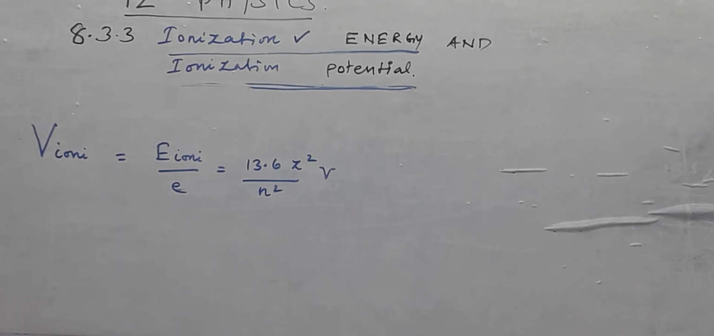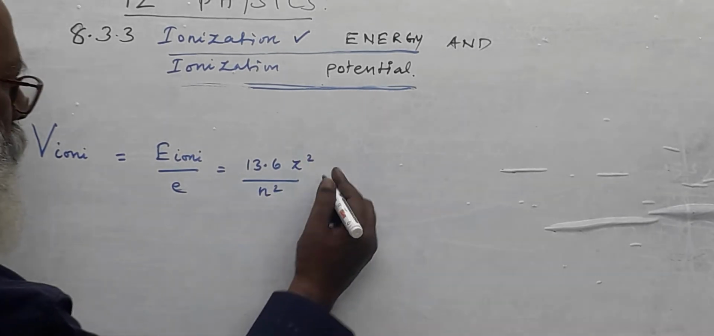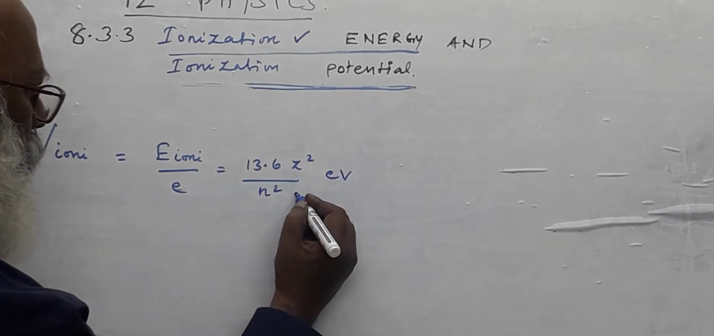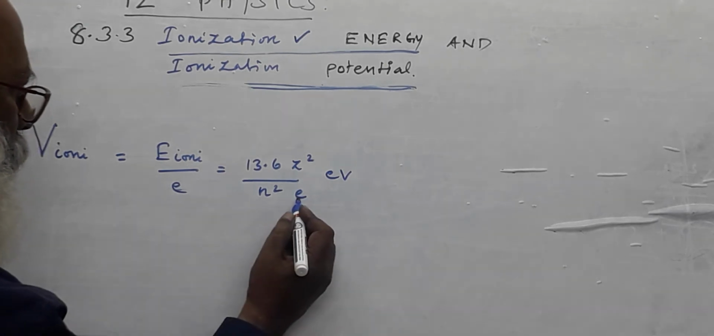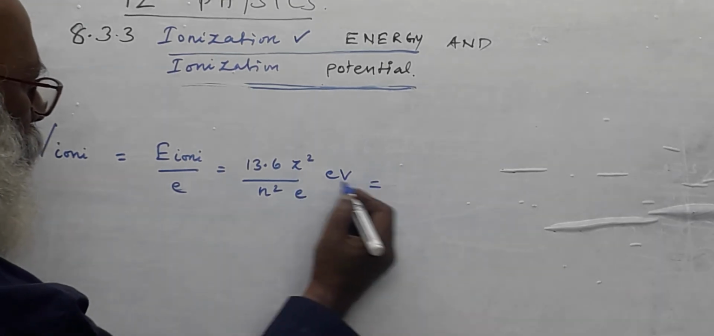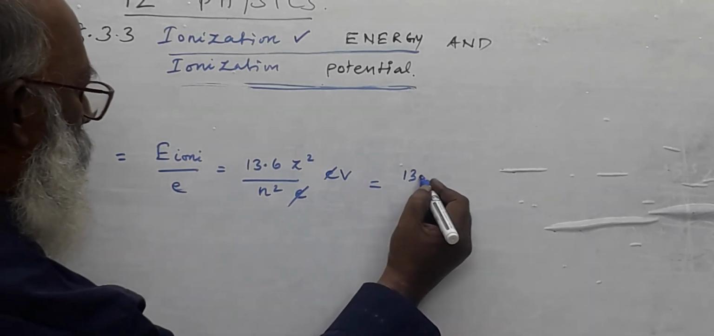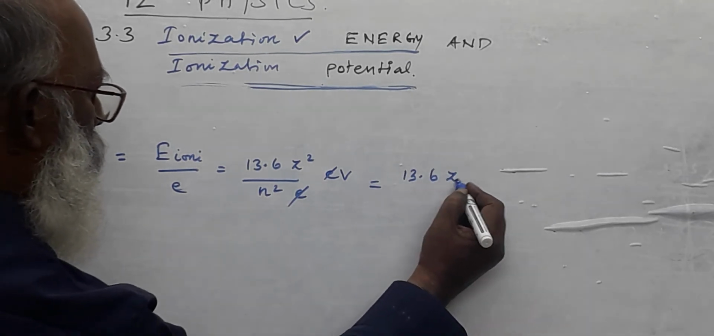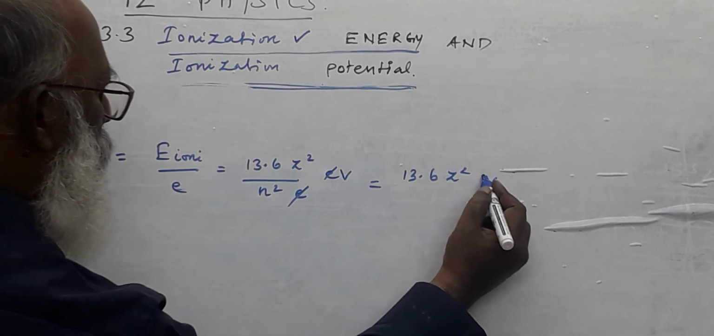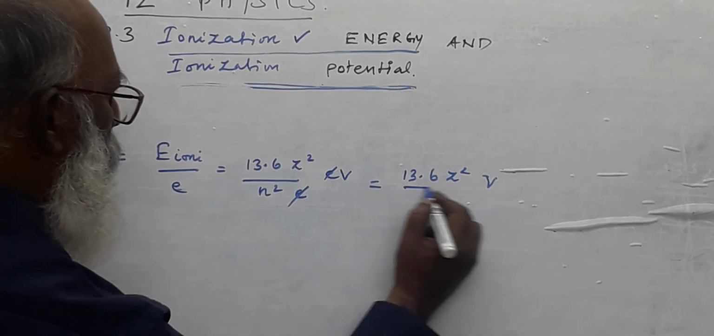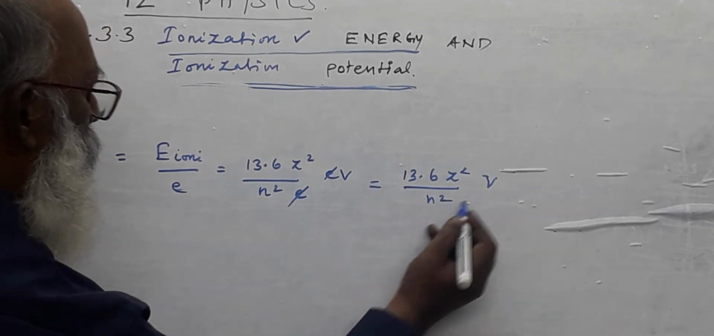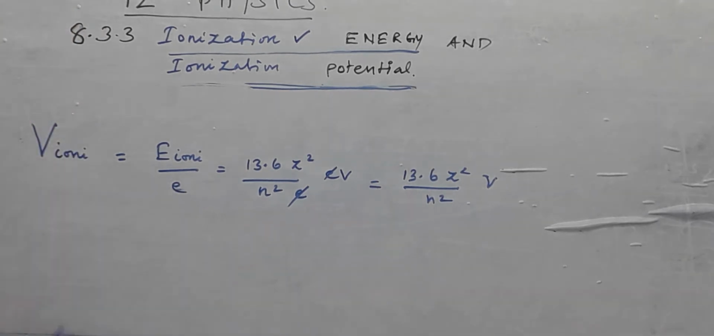Now for the hydrogen atom, suppose if you want to put eV, then you have to divide by E. Then again E cancels. Then you have to put 13.6 Z square by N square volt. This is V ionization.